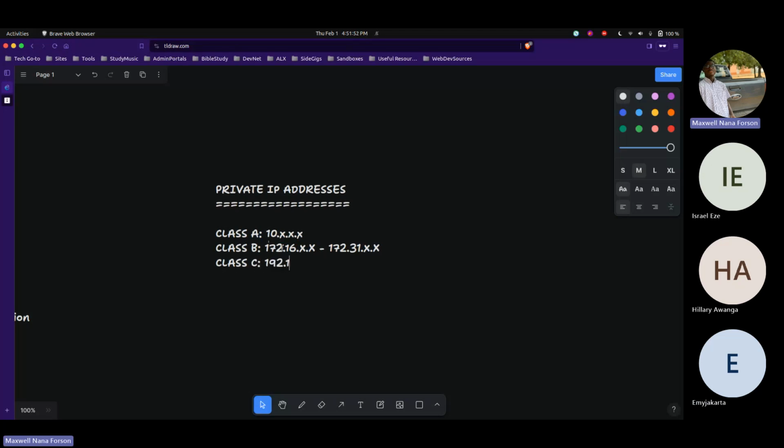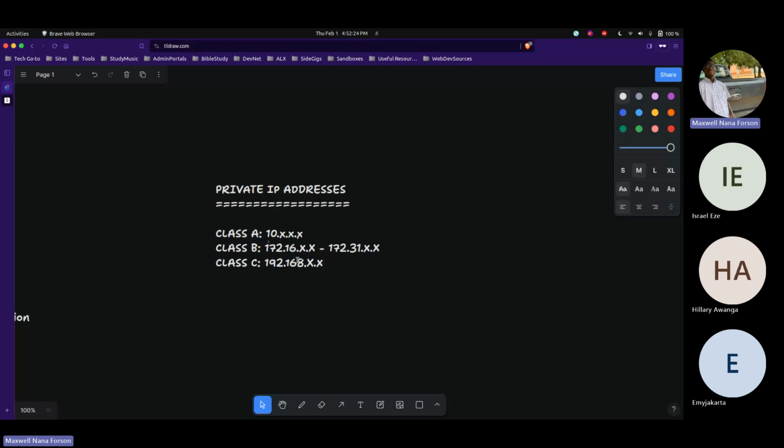Then the class C has this one. That is why you would see this often, right? We have 192.168. So any IP address that you see that is within 192.168 dot anything is a private IP address. It's not used on the internet. It can't go on the internet, right? So these are the private IP addressing. Anything else you've not seen over here is a public IP address.